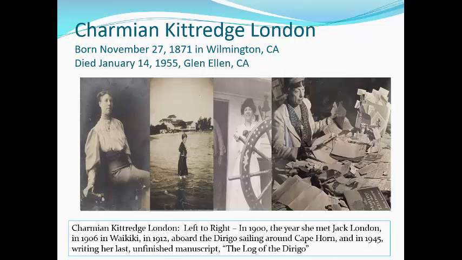And then here she is in 1912 aboard the Dirigo. The Dirigo was a three-masted ship that they sailed from Baltimore around Cape Horn to Seattle, and she wrote extensively about this journey. Finally, this final picture of her is her when she was well into her 70s. She's sitting at her desk. You can see she had a pretty messy desk, but this is her working on her final book, The Log of the Dirigo, which was never published. Although I did just get some of the excerpts from this published in a recent journal.